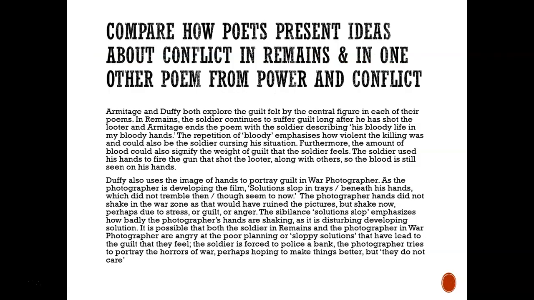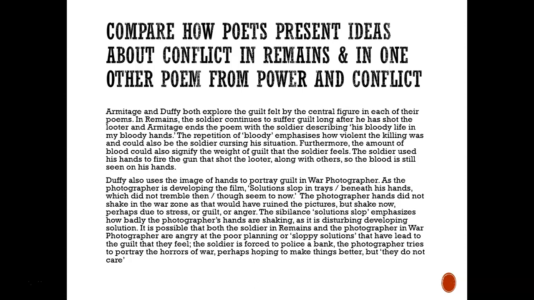So starting again with the poets' names to show that this is a constructed poem. Armitage and Duffy both explore the guilt felt by the central figure in each of their poems. So again, that link immediately. In Remains the soldier continues to suffer guilt long after he has shot the looter, and Armitage ends the poem with the soldier describing his bloody life in my bloody hands.